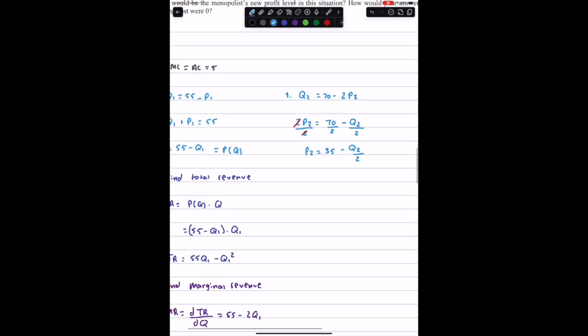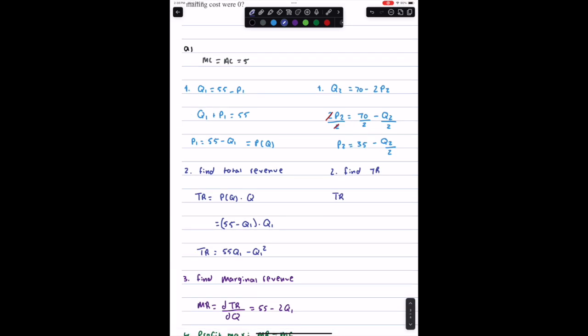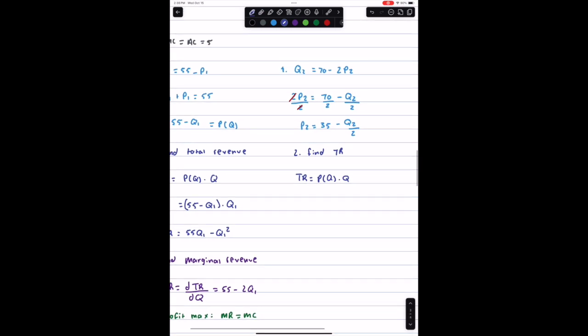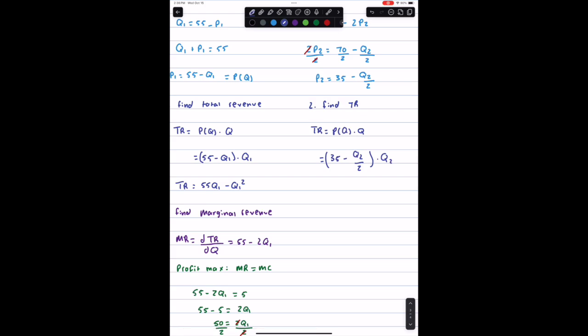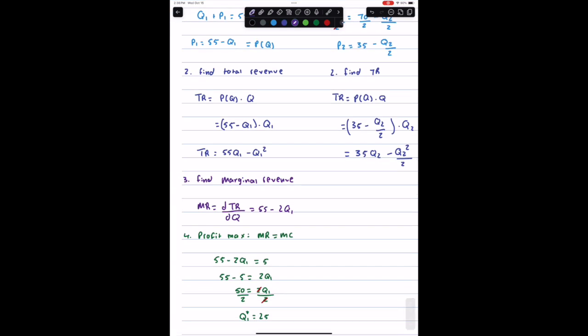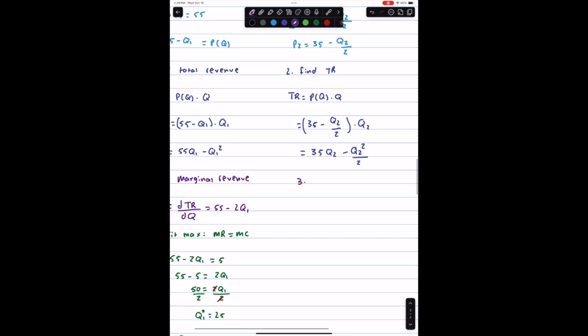Again, step 2, find total revenue. We know that total revenue is equal to the price of Q times Q, which in this case is just going to be equal to 35 minus Q2 over 2 times Q2, which is just equal to 35 Q2 minus Q2 squared over 2. Okay, good. Step number 3, marginal revenue.